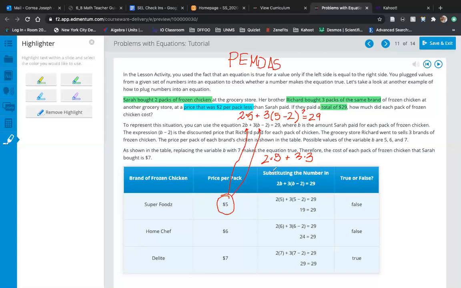So 2 times 5, I know is 10. 3 times 3 is 9. So I know that 19 is not equal to 29. That's what they have right here. And then again, you would check the next one. You would check $6. You would check the next one here, which is $7. And you're going to find out, if you go ahead and do that substitution method, your answer here is $7, right? So the price of the chicken that Sarah paid was $7. The price of the chicken that her brother paid was $2 less. That means that he's paying $5, right?